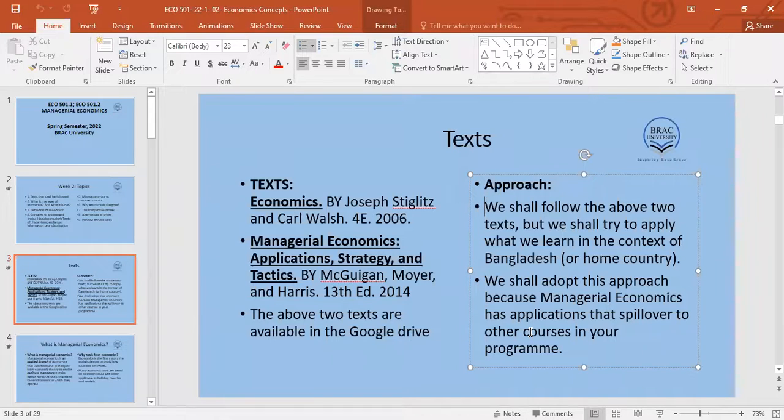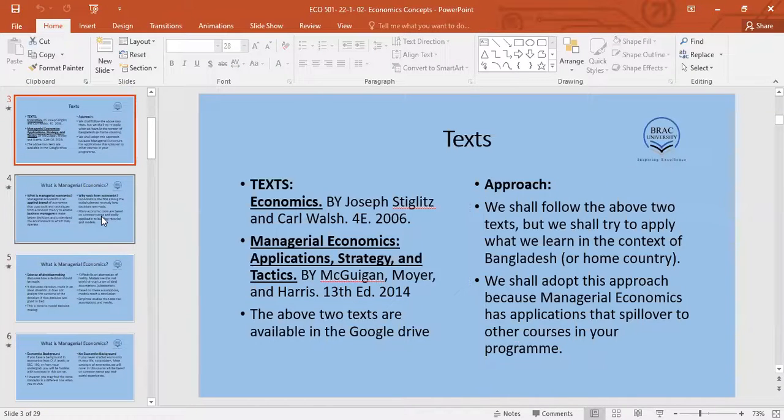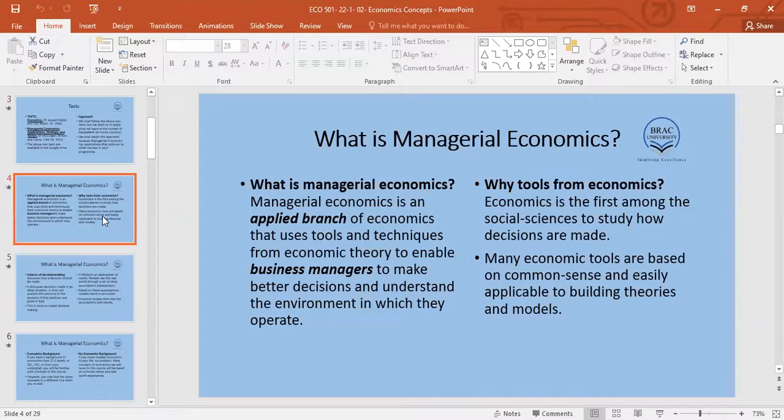We shall adopt this approach because managerial economics has applications that spill over to other courses in your program as well. So whatever you learn here, you might find that it's useful in other courses, since it's a microeconomics course. Now the first question that we want to ask is, what is managerial economics? After the Second World War, in American business schools, this course was offered under the title of managerial economics, and 75-80 years later, there hasn't been much change. It's still offered as managerial economics, whether that's in Bangladesh or any other leading business school in the world.